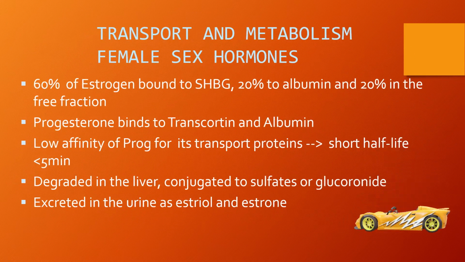And now we talk about the transport and metabolism of the female sex hormones. 60% of estrogen is bound to the sex hormone binding globulin, while 20% is bound to albumin and 20% as free fraction. Progesterone binds to transcortin and albumin, and the low affinity of progesterone for transport proteins renders its short half-life, which is less than 5 minutes. These sex hormones are degraded in the liver, conjugated to sulfates or glucuronide, and are excreted in the urine as estriol and estrone.